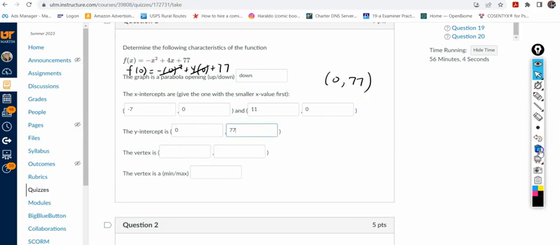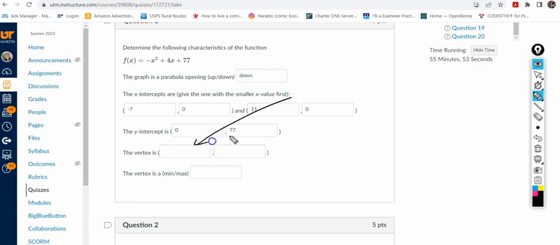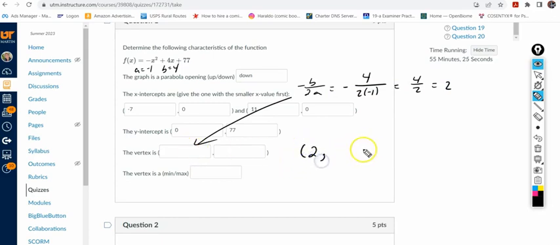Okay, and now the vertex. Well, the x-coordinate of the vertex is going to be -b over 2a. And here we can see that b is 4 and a is equal to -1. So this is going to be the negative of b all over 2 times a. So these two negative signs are going to cancel. I'm going to end up with 4 over 2, which is equal to 2. So for the vertex, its x coordinate is going to be equal to 2.